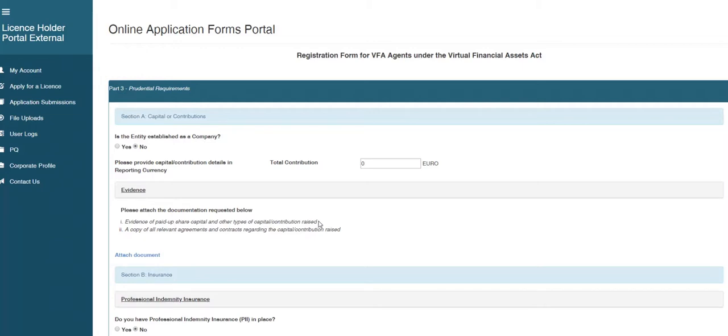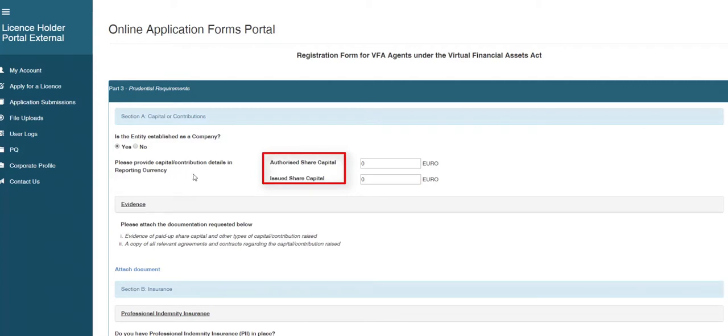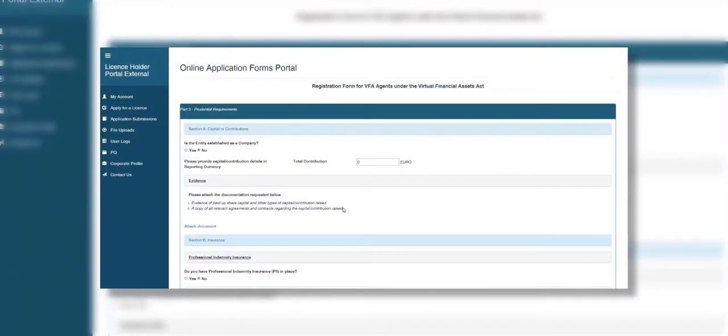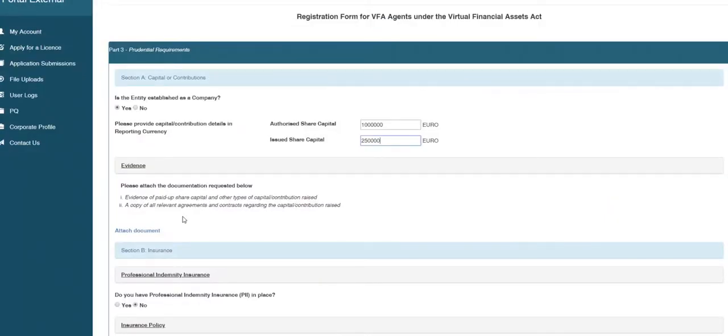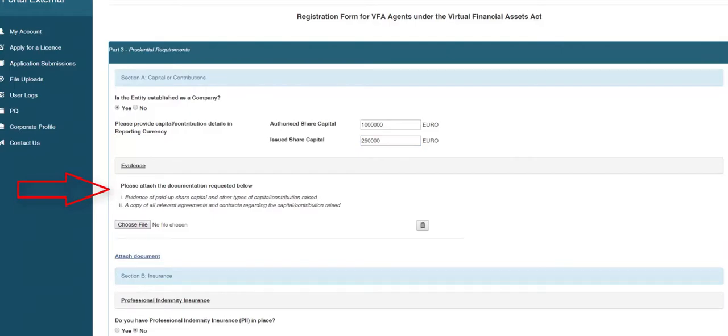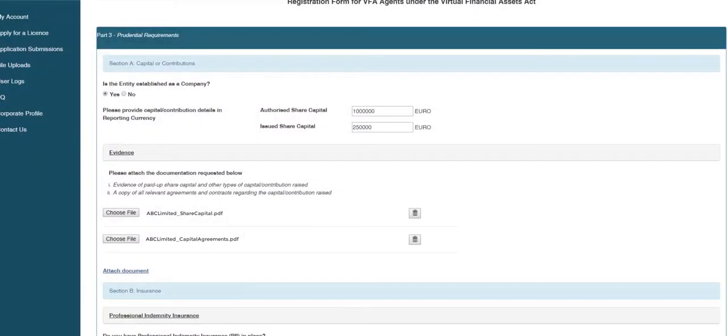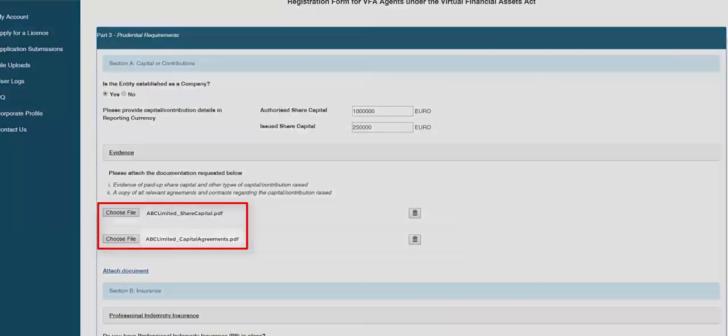For entities that are established as a company, the applicant has to disclose the authorized share capital and issued share capital in the respective reporting currency. For entities that are not established as a company, the applicant is required to disclose the total contribution in the respective reporting currency. Additionally, the applicant is required to upload evidence of paid-up capital and other types of capital contribution raised. Where the entity has not yet been formed, the applicant is required to upload documentation evidencing that sufficient funds are in place to be injected upon issuance of the in-principle approval.